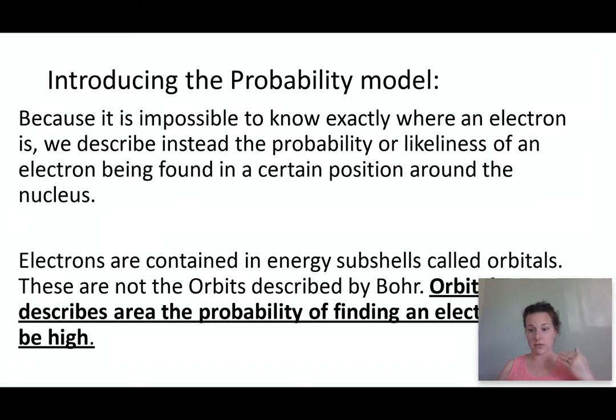Now, these orbitals are not the orbits described by Bohr. The orbits described by Bohr were at very specific distances from the nucleus based on the amount of energy that they have. The orbital, a similar word but different, is described as the area of probability of finding an electron. So the orbital is an area where the probability of finding an electron is high. Orbit, by Bohr: very distinct distances or energy levels from the nucleus. Orbital: the area of probability where we're going to find an electron. We can't know exactly where it is, but we can have a good guess. And so the orbital is the area where we are likely going to find an electron.